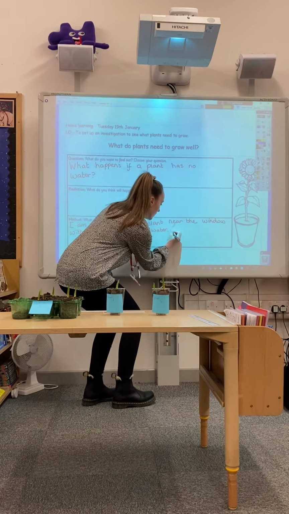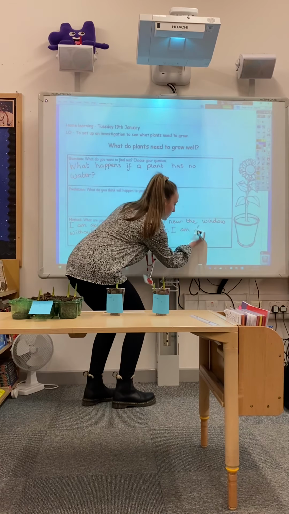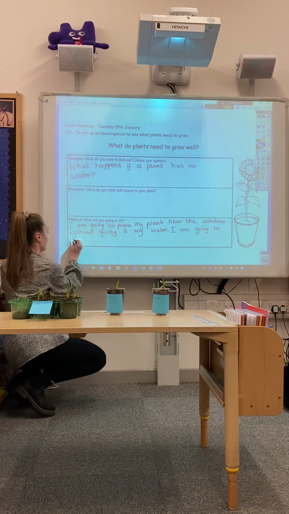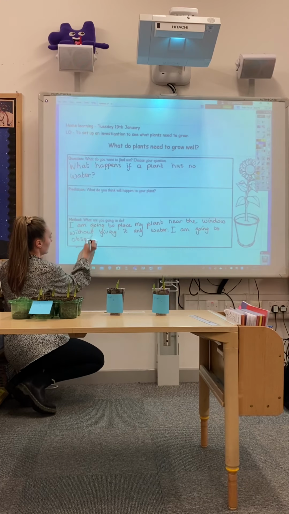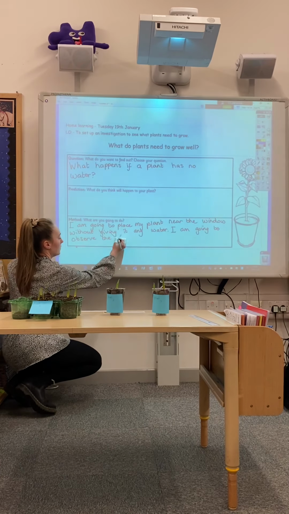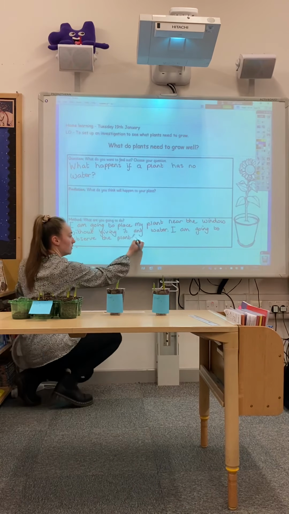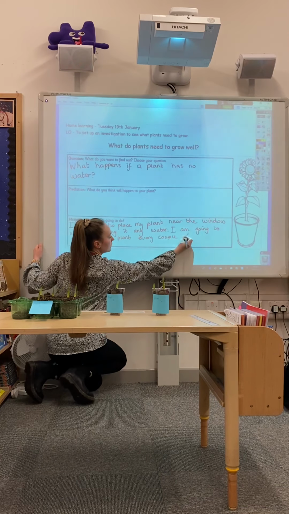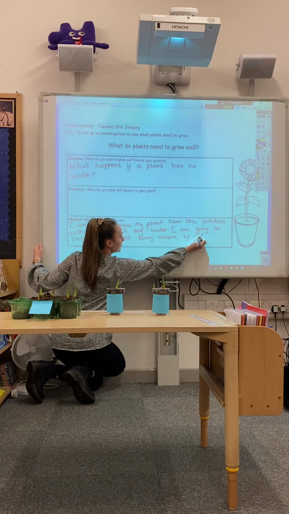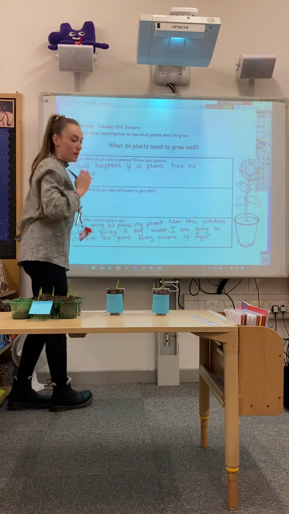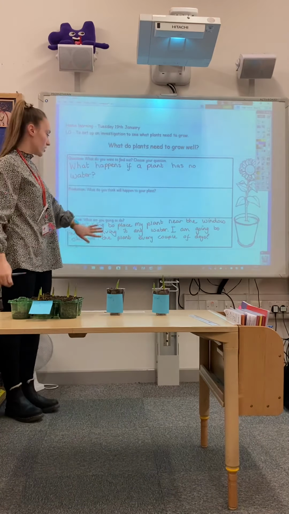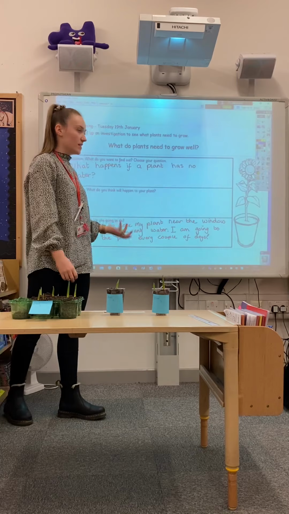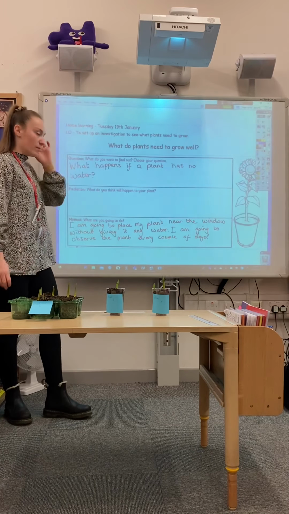So then I'm going to put, I am going to observe the plant every couple of days. Okay, so there's your question, write your prediction, and then here's the method of what we're going to do. If you choose plant 2, you will just say, I'm going to place my plant into a dark cupboard, or plant 3, I'm going to place my plant in the fridge.